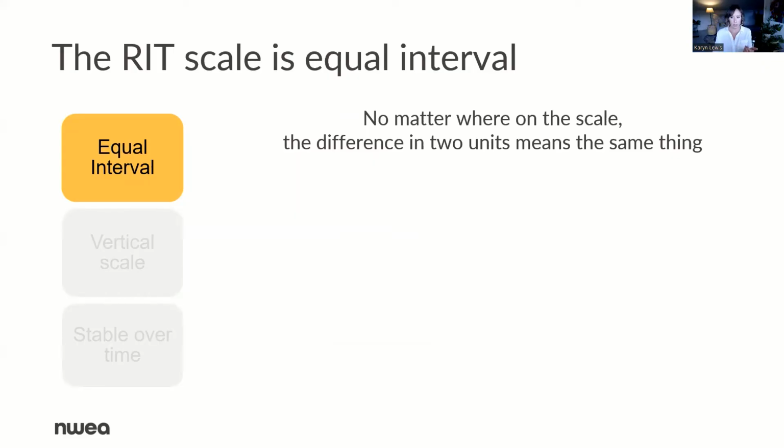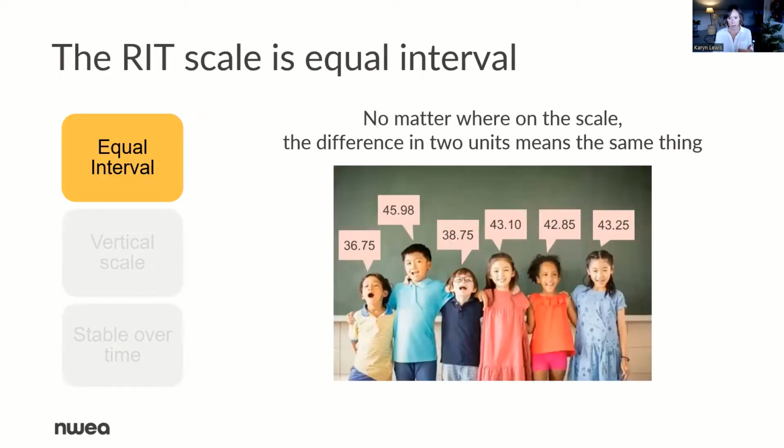This simply means that no matter where you are on the scale, the difference between 2 units means the same thing. Returning to our height example, to illustrate this, a 1-inch difference is the same regardless if the kid is very short or very tall. 1-inch difference is 1-inch difference is 1-inch difference. When it comes to the RIT scale, this means that the difference in a 200 and a 210, a 10-point RIT score difference, is the same as the difference in a 270 and a 280.